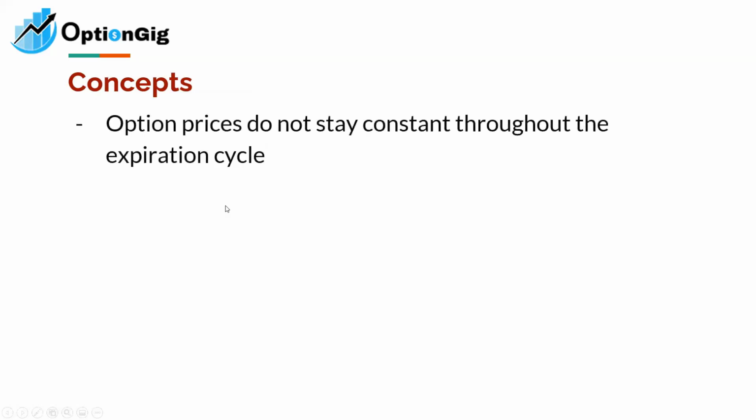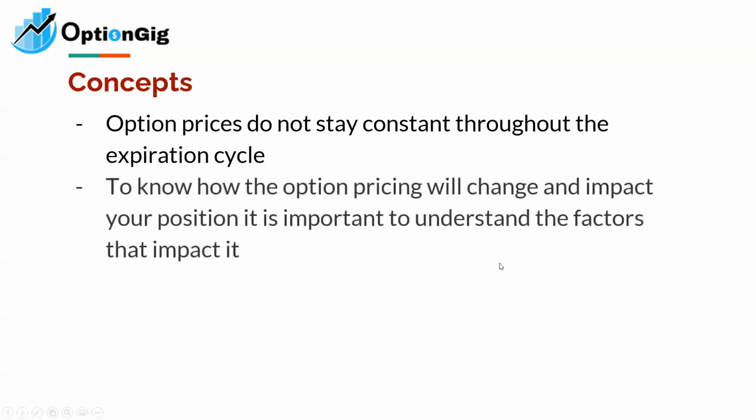So let's get into some of the other factors. Basic concepts. First, identify that option pricing does not stay constant throughout the expiration cycle. By now we are in session number 8. By this time, this should be pretty clear, because if you try to trade an option today, and try to do the same option trade tomorrow or maybe an hour later, you may not be able to get the same pricing. It keeps on changing.